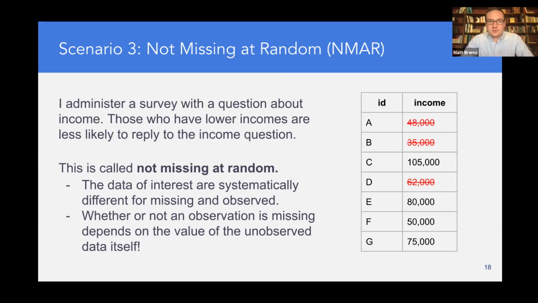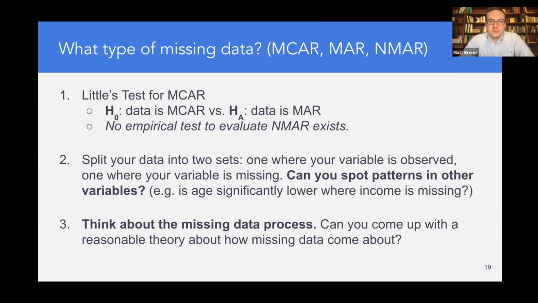However, we can do a couple of things. One, there are a few different types of missing data, and we want to be able to understand what type of missing data we see. The first example is Little's test for MCAR. This is a hypothesis test. It's similar to Student's t-test. The null hypothesis is that the data is missing completely at random.